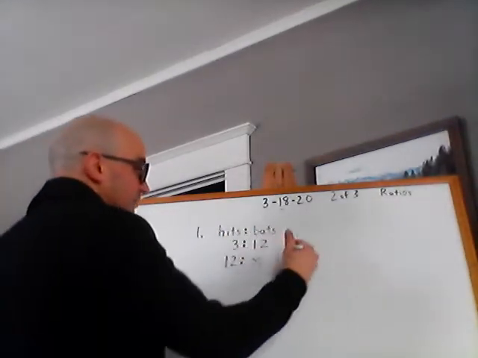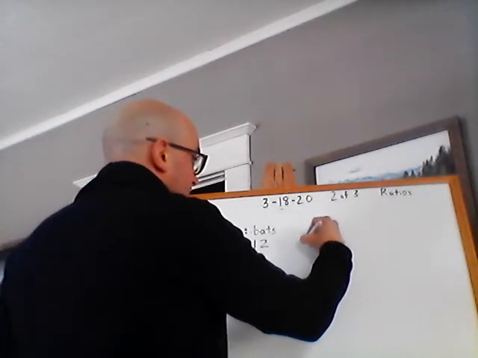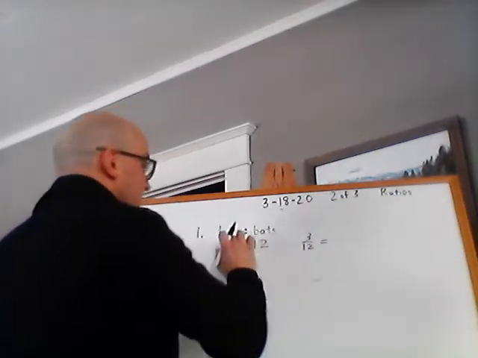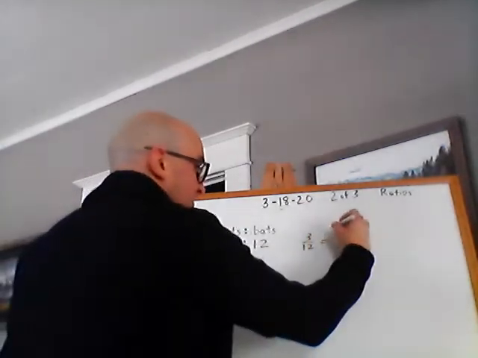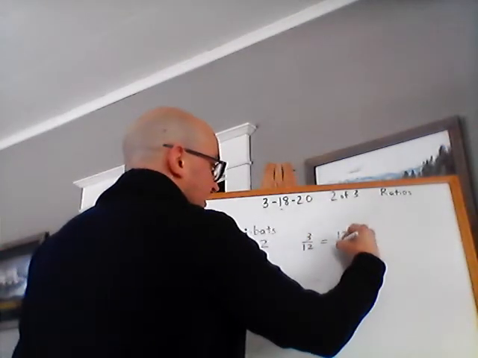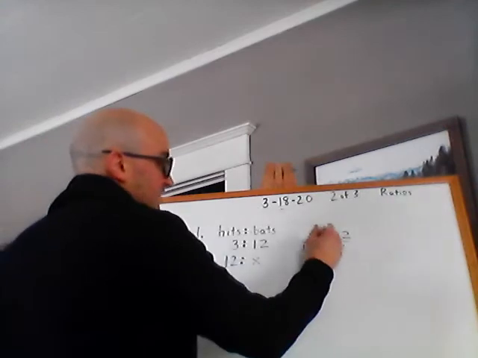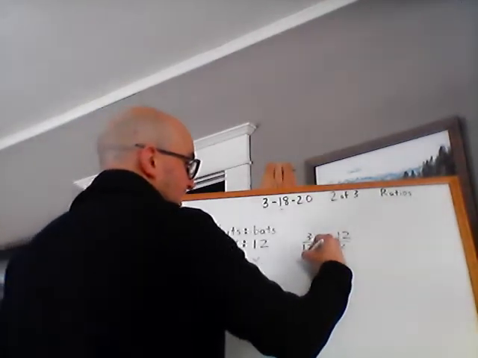We're going to set these up as fractions. So 3 over 12 equals, 3 is on top. So now this 12 has to go on top as well. And my unknown goes on bottom. Cross multiply. We should be in this nice habit.